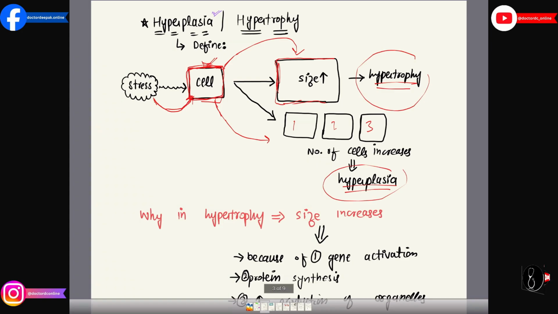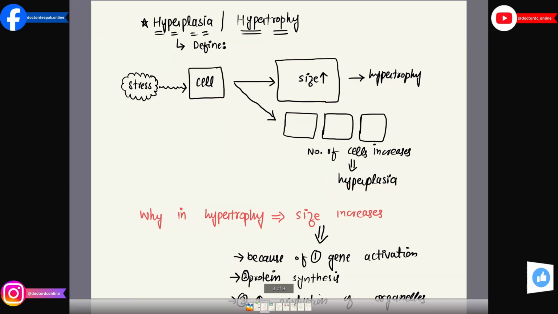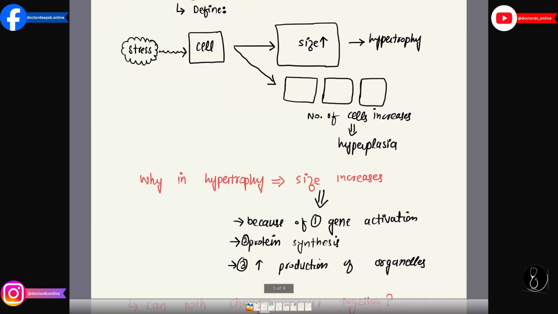Now, another important question is, as I already told, in hypertrophy there is an increase in the cell size. Now the question is, when stress is placed on the cell, why does it increase its size? What is the mechanism behind that principle through which the cell is going to increase its size? So here I mentioned the basic steps which the cell will follow to increase its size. There are three important steps which a cell must undergo to increase its size.